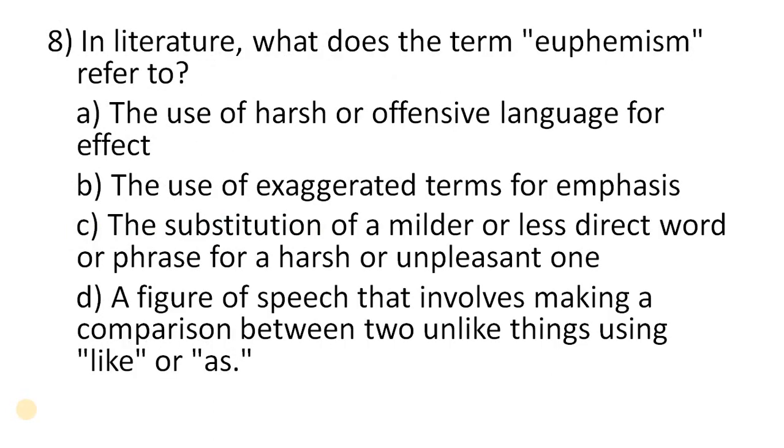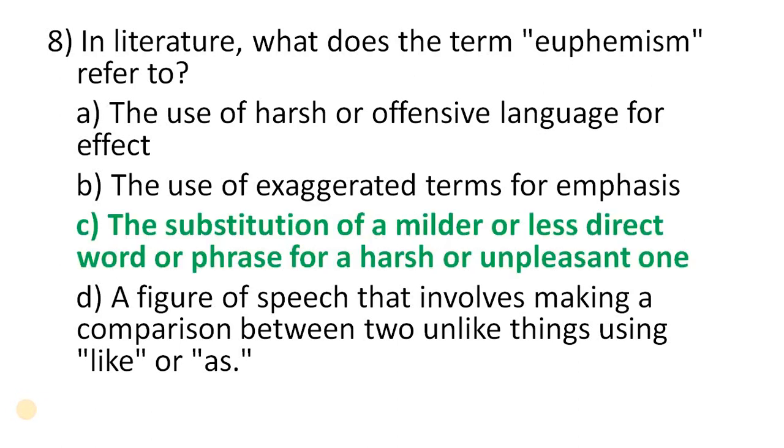Next, in literature, what does the term euphemism refer to? A. The use of harsh or offensive language for effect. B. The use of exaggerated terms for emphasis. C. The substitution of a milder or less direct word or phrase for a harsh or unpleasant one. D. A figure of speech that involves making a comparison between two unlike things using like or as. So the correct answer of this question will be option number C, the substitution of a milder or less direct word or phrase for a harsh or unpleasant one.